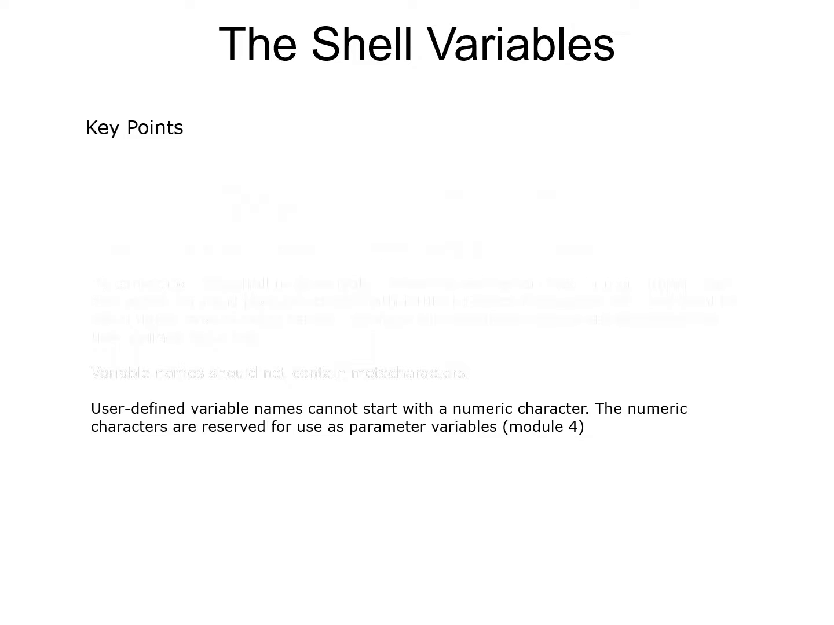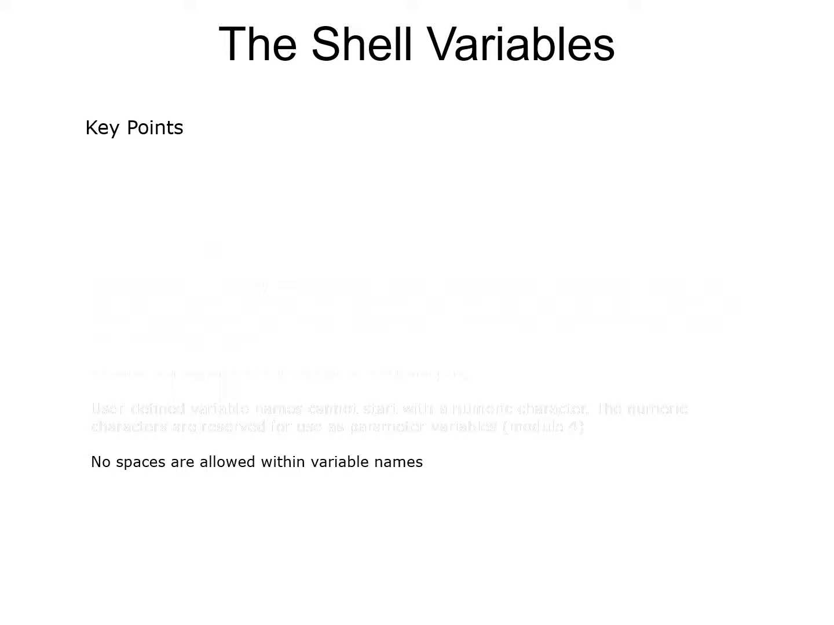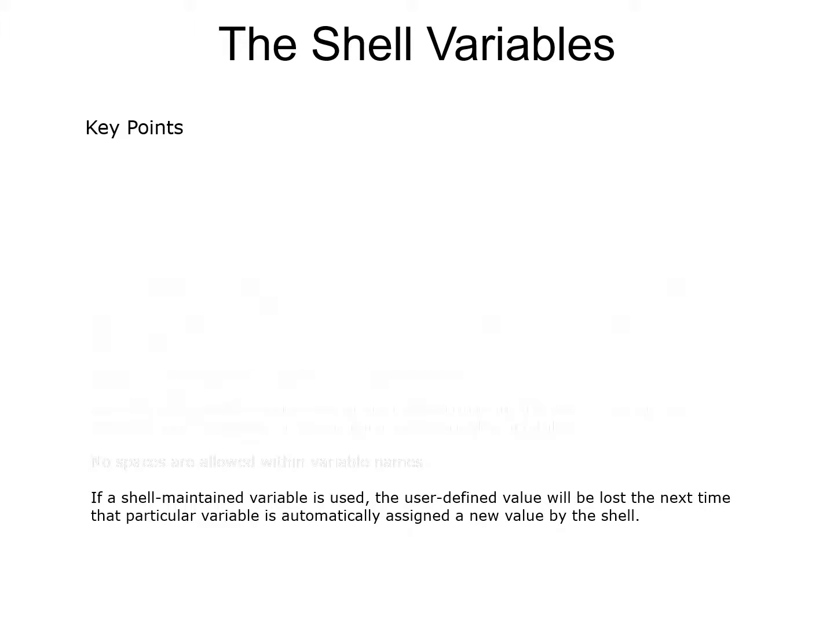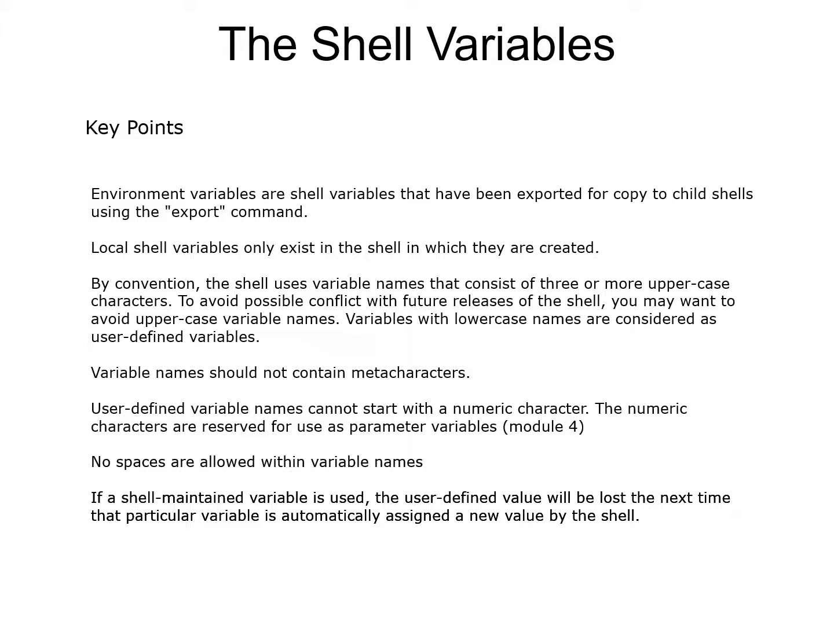User-defined variable names cannot start with a numeric character. The numeric characters are reserved for use as parameter variables, which we will see in module 4. No spaces are allowed within a variable name. And if a shell-maintained variable is used, the user-defined value will be subsequently lost the very next time that particular variable is overwritten by a new assignment command issued in the current instance.